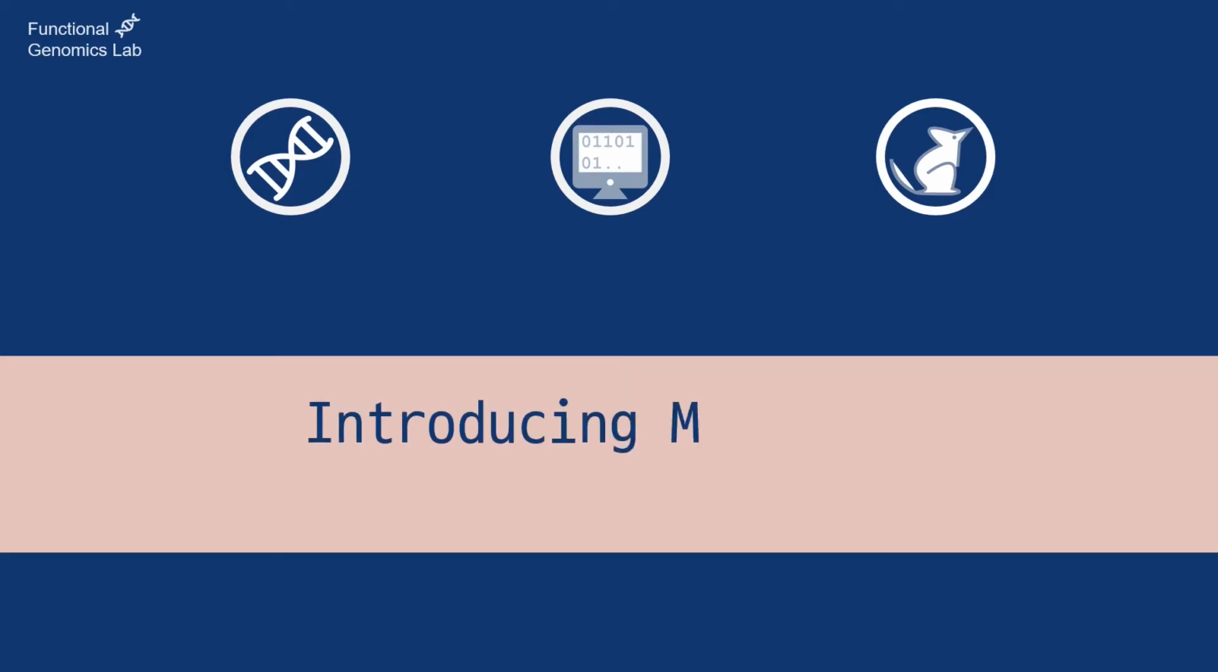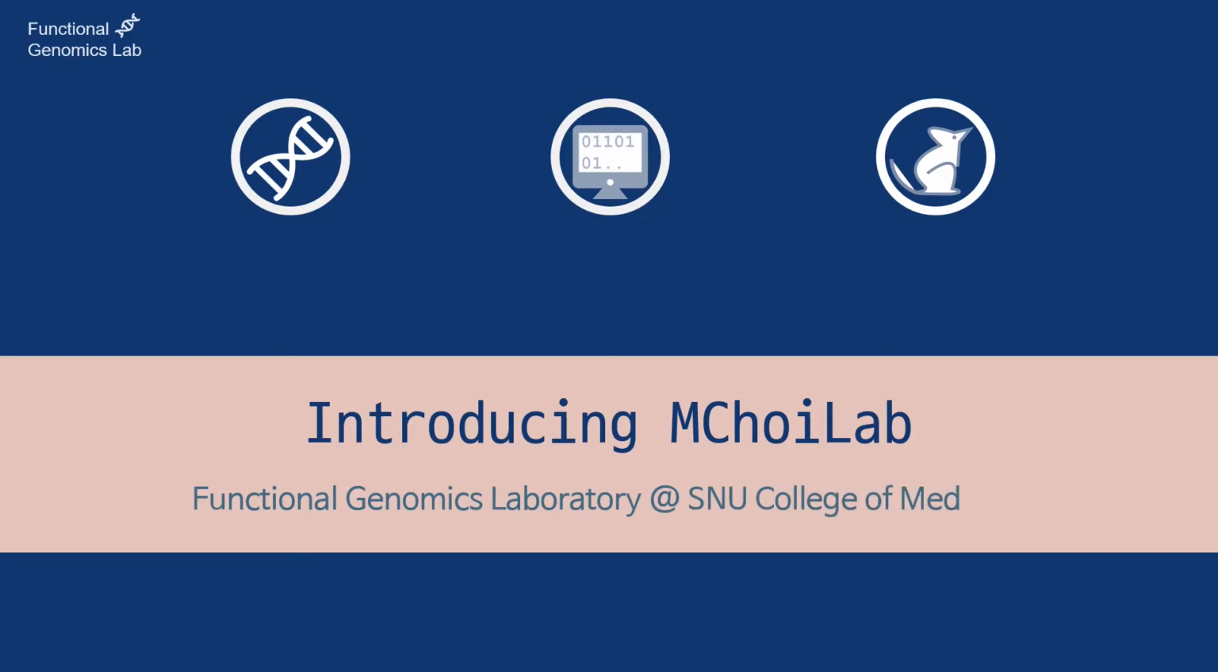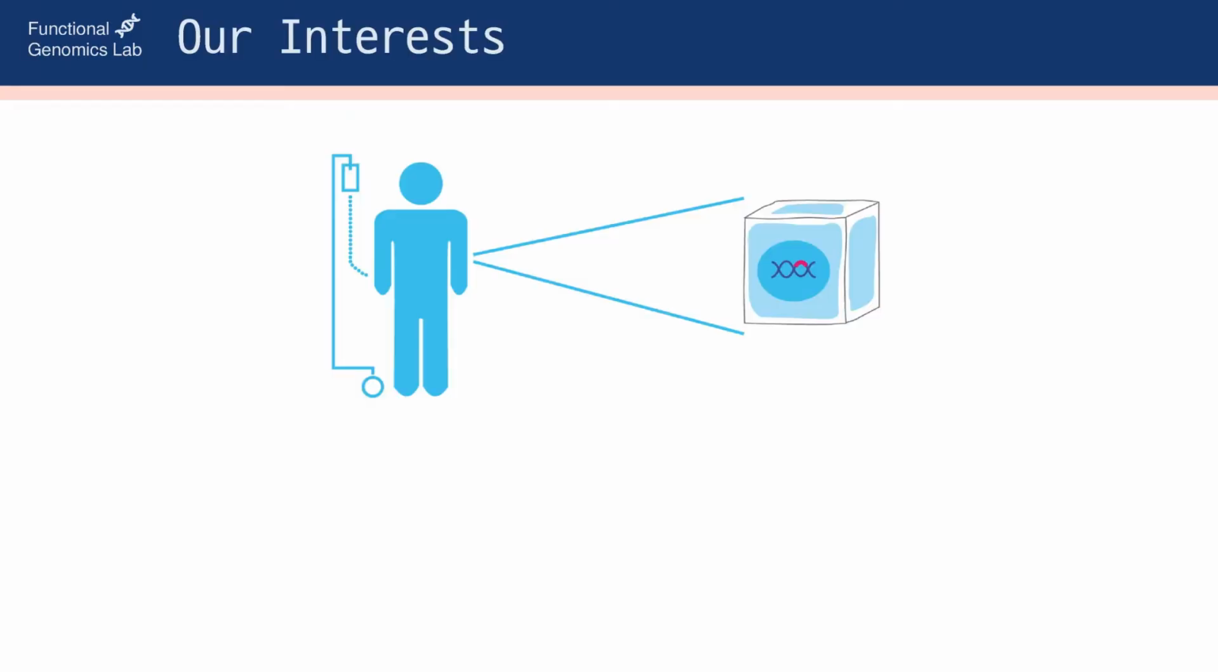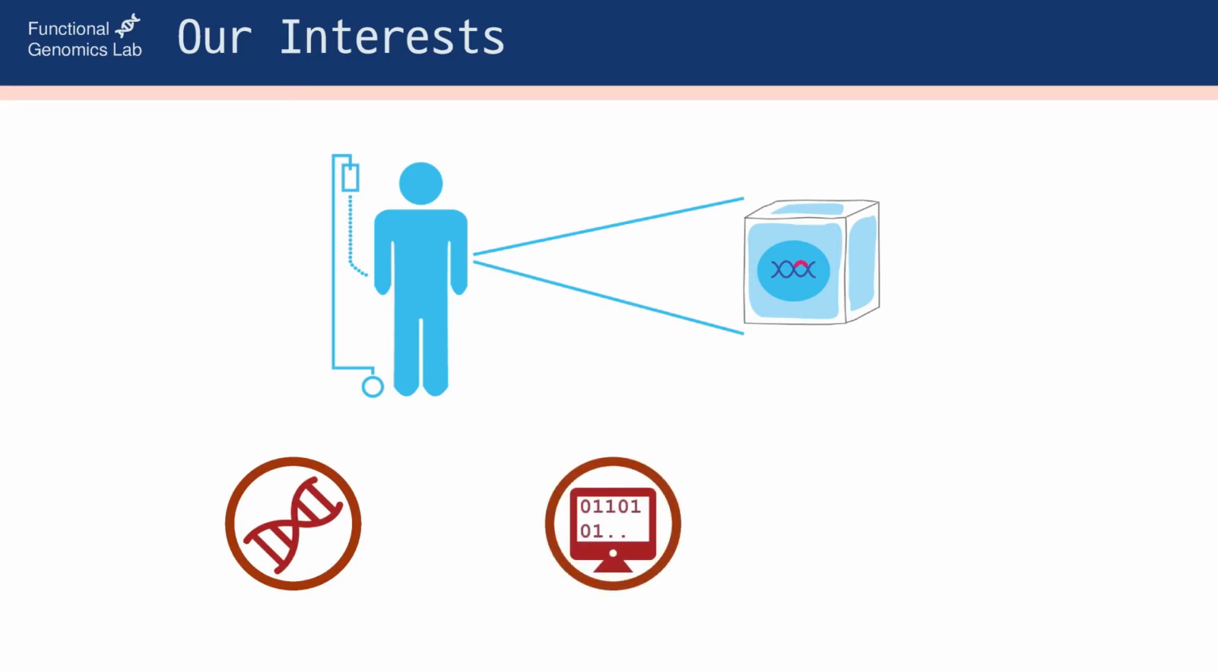Introducing Maureen Choi's lab. We are members of the Functional Genomics Laboratory at Seoul National University College of Medicine. Our main scientific question is to elucidate the genetic mechanisms of human diseases. To address the question, we aim to enhance functional interpretation of human genetic variants using genomic and bioinformatic methodologies. Quite often, we use experimental systems to further validate our genetic discovery or to establish genome-wide screening systems.